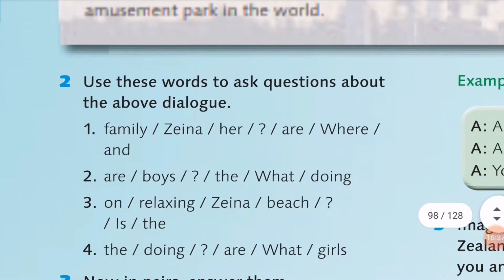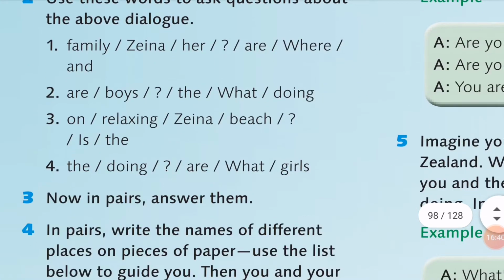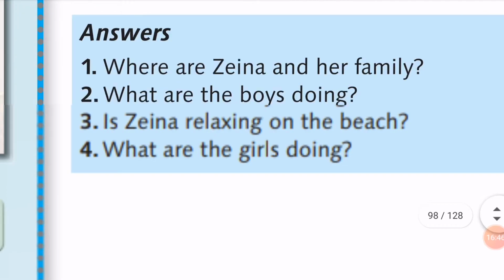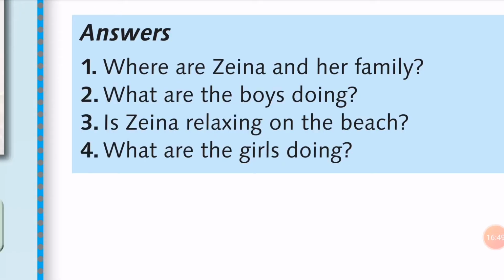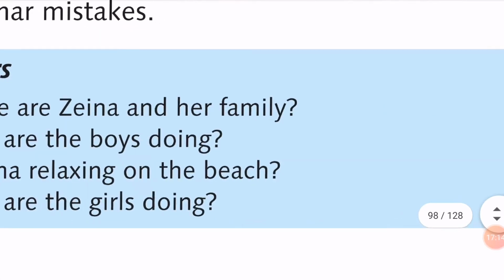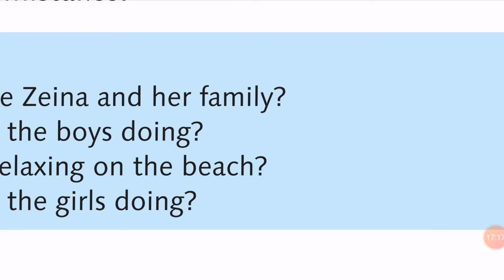Okay, so the first one here, if you try, you have to know that the correct answer for it here is number 1. Where are Zaina and her family? Look at the question number 1. WH question word. After it, you have to write the main verb here. It's not a verb to be. Are here, it's a main verb. Why main verb? Because no other verb in the question here. So where are Zaina and her family? Okay, now it's very important to write the question mark here at the end of the question.